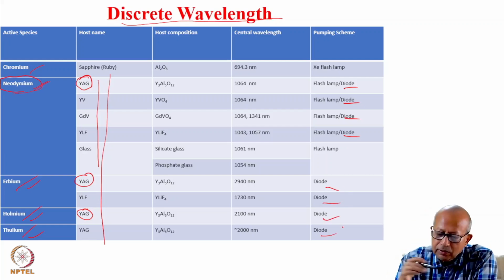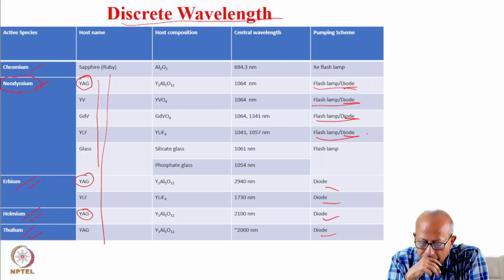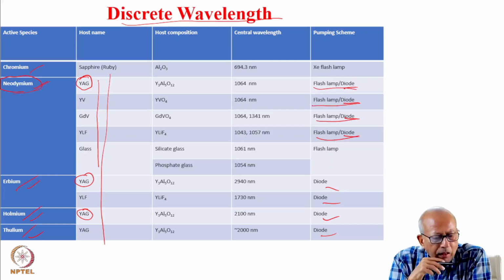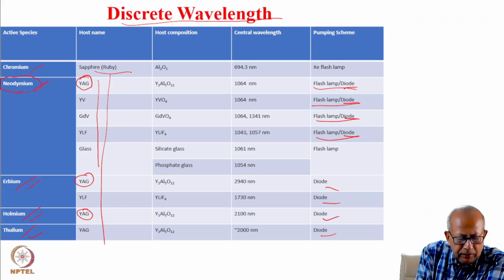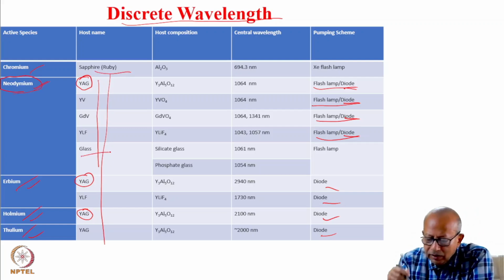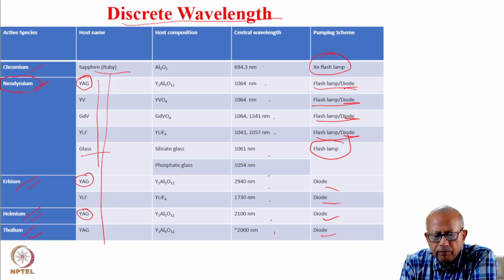Most of the solid state lasers can be pumped by diode lasers, as you can see. And some lasers can be pumped by both flash lamp and diodes. However, the ruby and some glass lasers can be pumped only by flash lamp. And these are the wavelengths, discrete of course, of these solid state lasers.